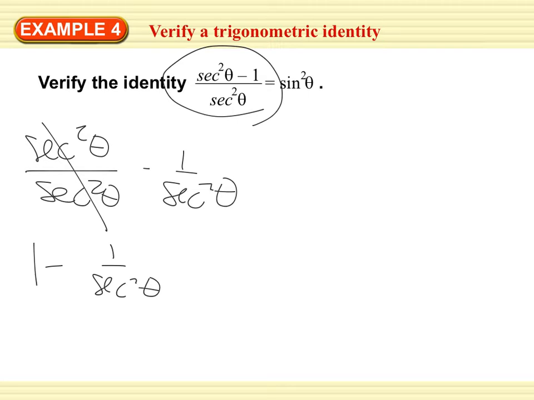I don't really like secant squared theta, so I'm going to change that just a little bit. And these are all tricks you're going to learn as you practice. I wrote sine again. Right there, secant squared is the same as cosine squared.